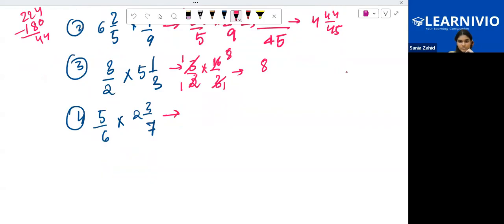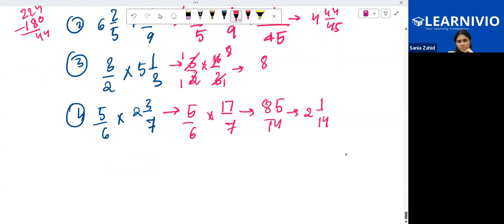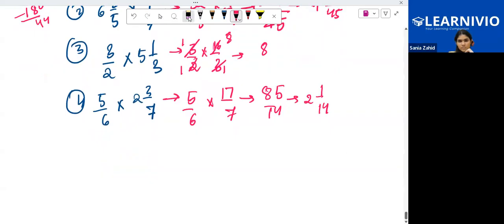Ma'am, 5 by 6 into 17 by 7. Okay. It will be 85 by 42. Fine. It can be 2 1 by 42. How come 2 1 by 14? See, this will not be 14. This will be 42. Yes, ma'am. I said 42. Okay. If you said 42, then it's correct.